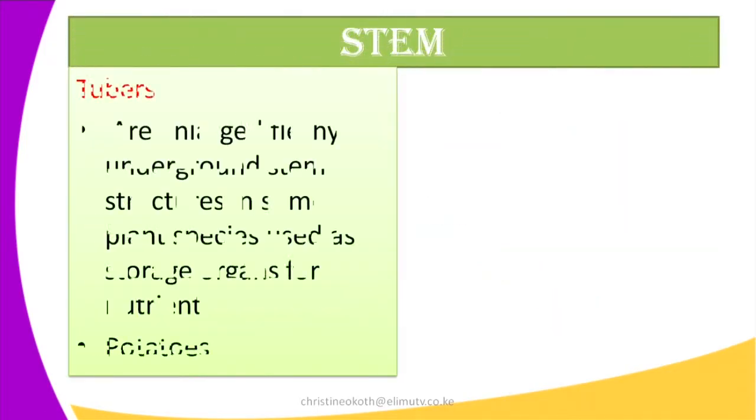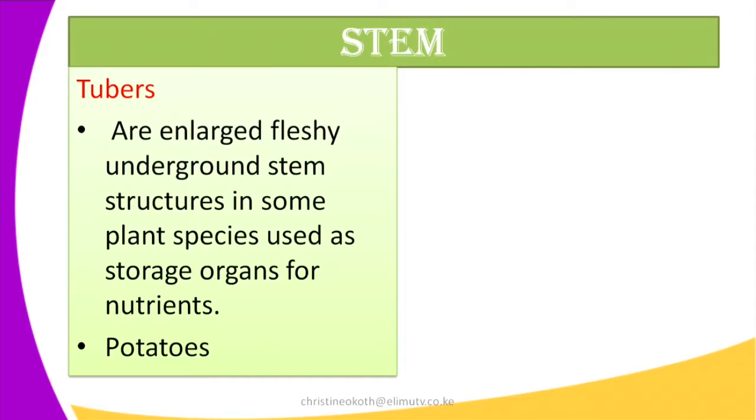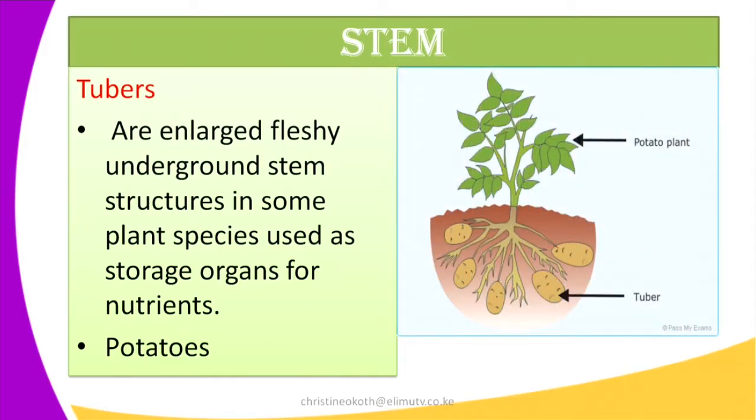The second type of stem is what we call the tubers, very common in potatoes. These are enlarged, fleshy underground stem structures in some plant species. They are used as storage organs for nutrients. If you look at the illustration, we have the tubers. They are normally under the ground where the roots are also found. Above the ground you have the shoot system, while below the ground you have the tubers, used as storage of food material for the plants. An example there is the potato.